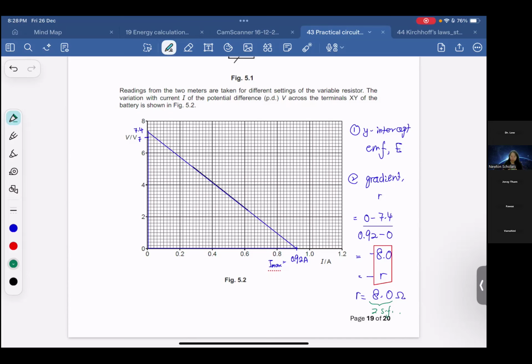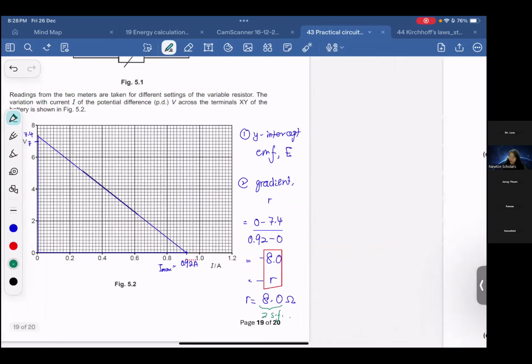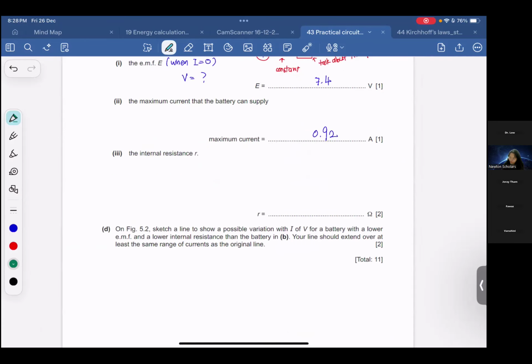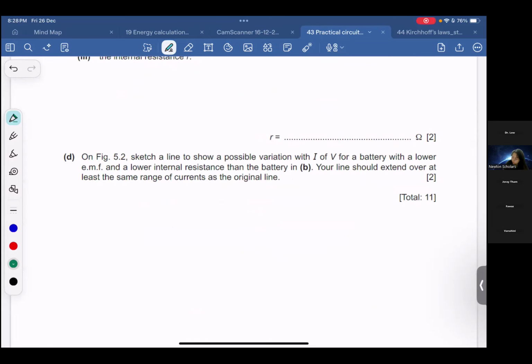Okay, boys and girls, you already read the last question here. On figure 5.2, sketch a line to show possible variations with IV for a battery with lower EMF. So EMF lower, then internal resistance R is lower than the battery in your B. Your line should extend over at least the same range of current as the original line.